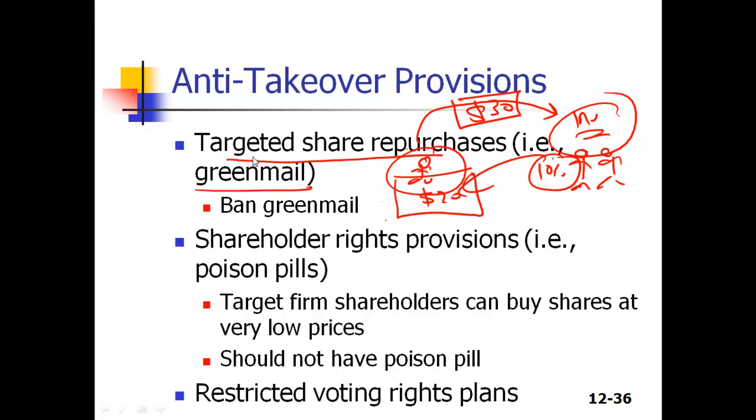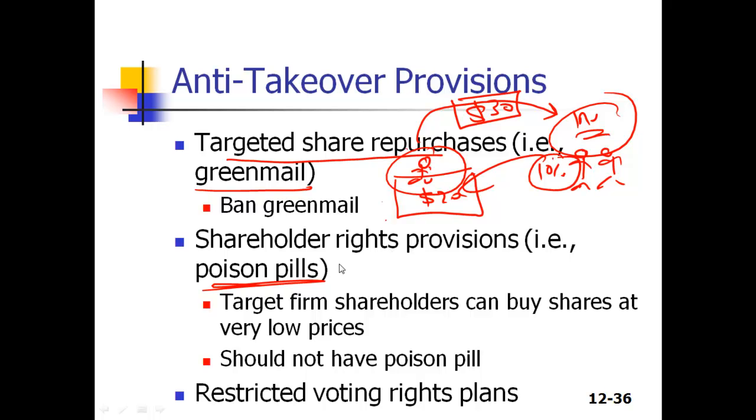So that's one item. This is one example of an anti-takeover provision: a greenmail provision. Another one is a shareholder rights provision, sometimes also called a poison pill. These things have a lot of detail behind them. At our stage right now, all we need to do is understand the basics.